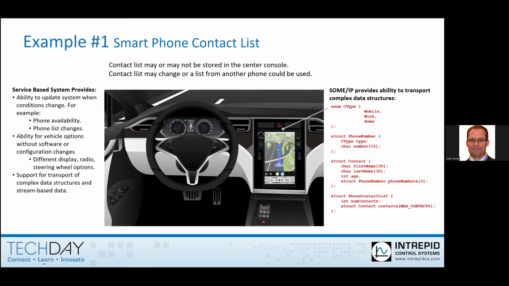The example we like to use is the phone contact list. Let's say that we removed the phone from the vehicle. All of a sudden the phone's not there. You forgot it in the restaurant. Then you don't have a contact list. In that case, SOME/IP offers the ability, with service discovery, to say, hey, I don't have this service available anymore. Or if someone asks for it, it just says it doesn't exist or is currently non-functional. So SOME/IP has built-in capability to enable the communication system to adapt to dynamic situations.